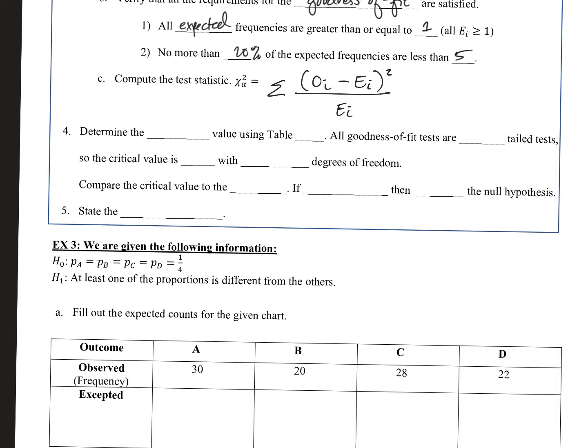And step 4. You're going to determine the critical value using table 8. All goodness of fit tests are right-tailed tests. So the critical value is chi squared alpha with k minus 1 degrees of freedom. And what are you going to do with that? We're going to compare that critical value to the test statistic.